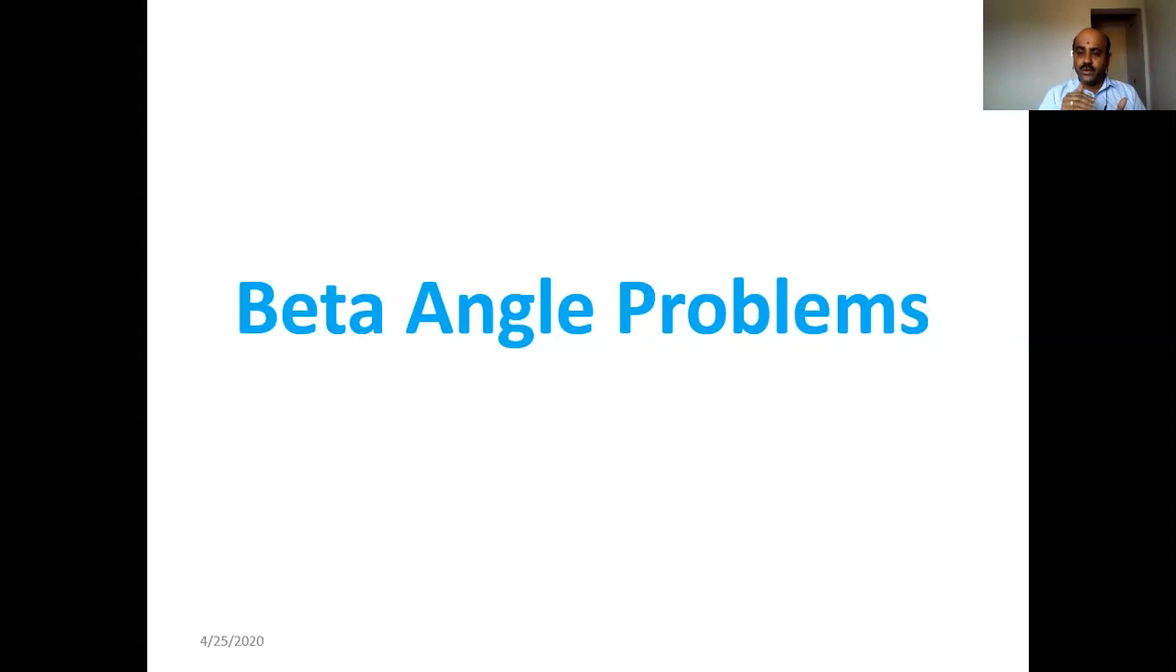If the word "appears" does not appear in the problem statement, then we need to consider the beta angle and solve accordingly. If the word "appears" is there, please don't consider the beta angle. Directly solve it, as we solved one or two problems in the pentagon and hexagon also. So directly you can solve those.